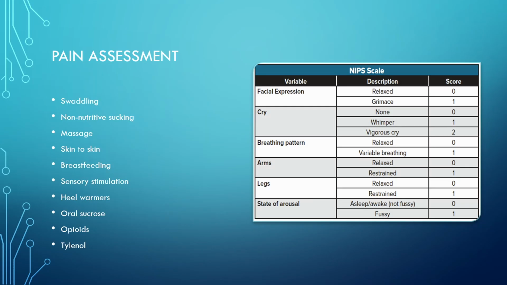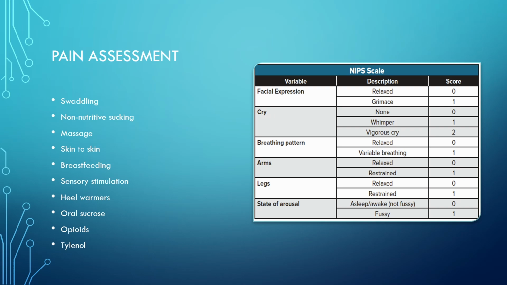A pain assessment. We can't ask a baby, are you in any pain? Because they're not going to tell us. So there's a couple different scales we can use to assess their pain. The one listed on here is the NIPS scale. This stands for Neonatal Infant Pain Scale. There's also a PIPP. This would be a Premature Infant Pain Profile. So it's different things that you look at and you score them.